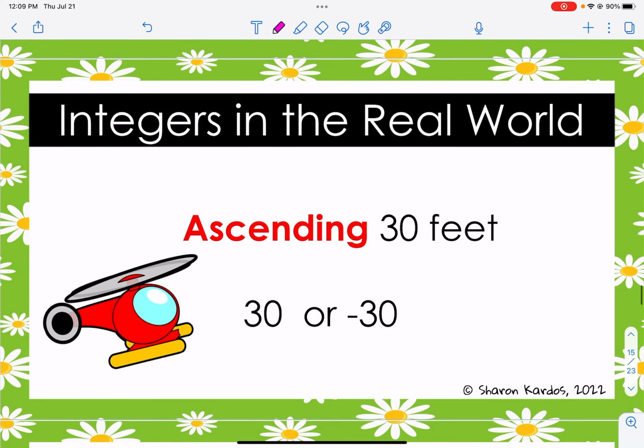Ooh, this is a good word, ascending. If we're ascending in our little helicopter here, that means we are rising into the air. So make sure you jot down that vocabulary word, ascending 30 feet. That means we're going up, so we're going to consider that to be +30.